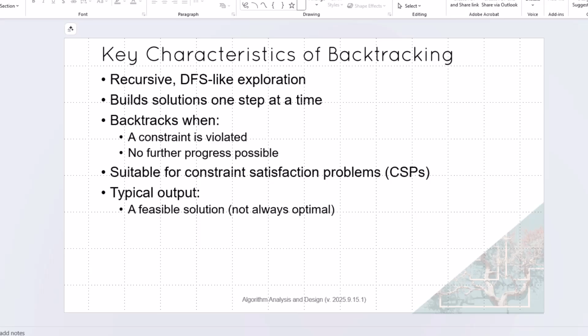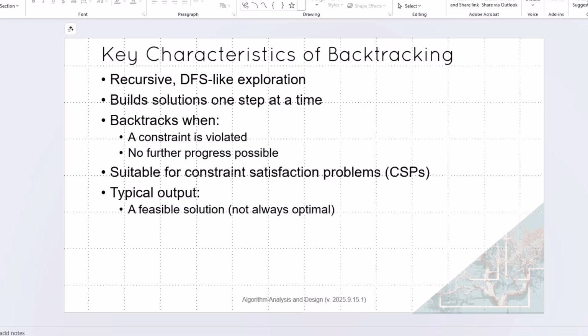Key characteristics of backtracking. They are recursive. They have depth-first search-like exploration, as mentioned. They build solutions one step at a time. We backtrack when a constraint is violated or there's no further progress possible. These are also suitable for constraint satisfaction problems, or CSPs, which are pretty extensively used in many different areas, but in particular areas of artificial intelligence.